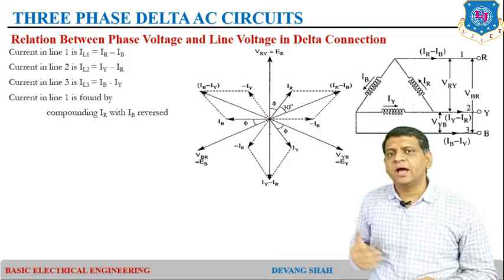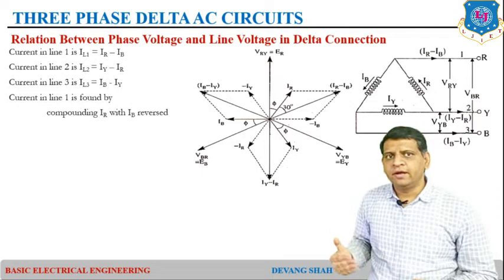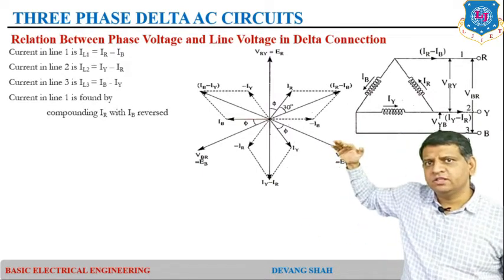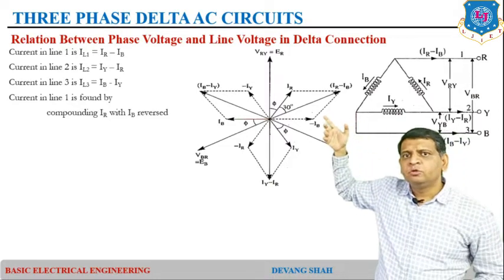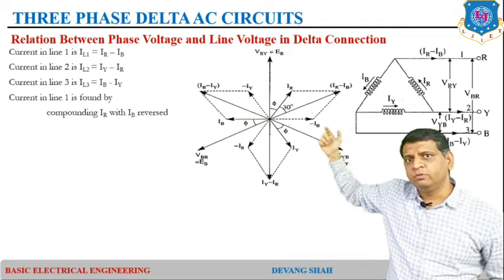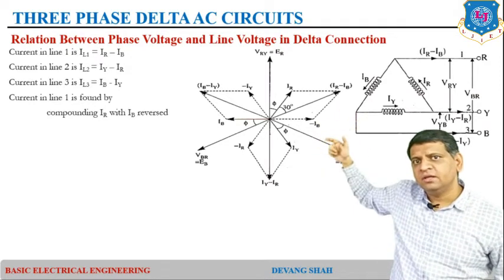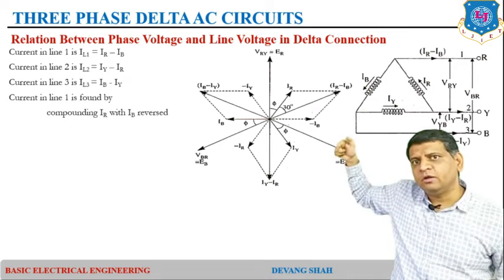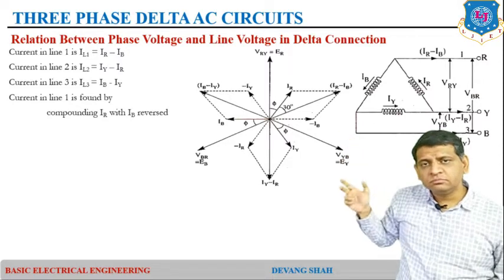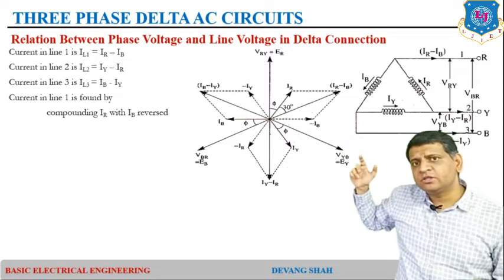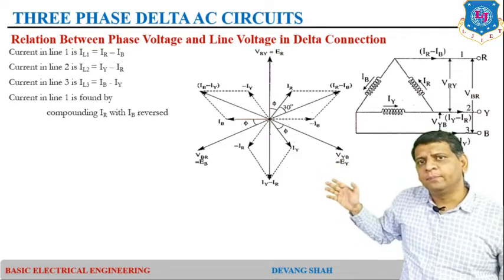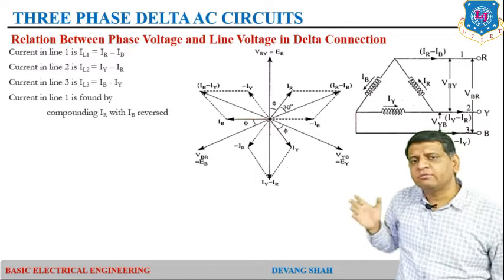First we talk about IL1 is equal to IR minus IB, right. So the vector of IR is here, and IB is now in the opposite direction, it is minus IB. So now we have two vectors IR and minus IB, and between these I am looking for IL1. Using the parallelogram method, if you find this diagonal, you will find the magnitude of IL1, and you can solve using trigonometry. In the same way you can use the parallelogram method and find the vectors of IL2 and IL3.